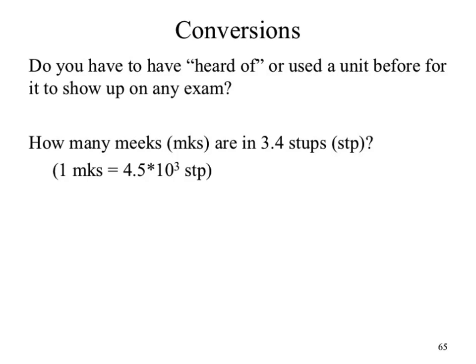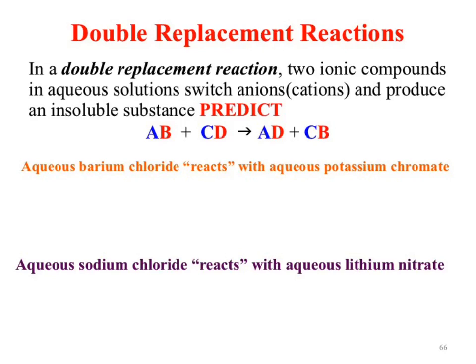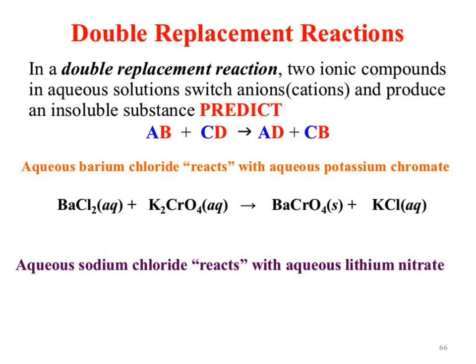Okay? Kind of makes sense? So, process. Double replacement reactions. You are required to predict these. So we could go through and come up with our products. How do we know that barium chromate is BaCrO4? How do I know that to be true?